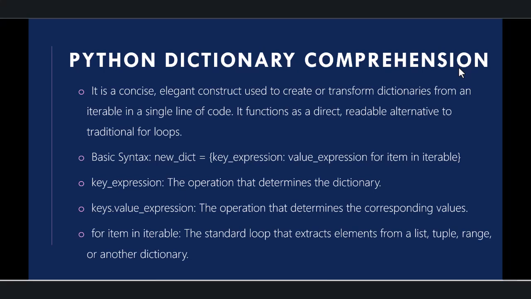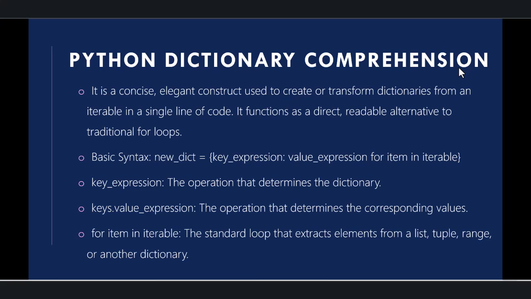It is a construct which is used to create or transform dictionaries from an iterable in a single line of code, as an alternative to for loops. This may sound a little confusing, or you may not get complete clarity. Let's see the basic syntax, where you will understand better.